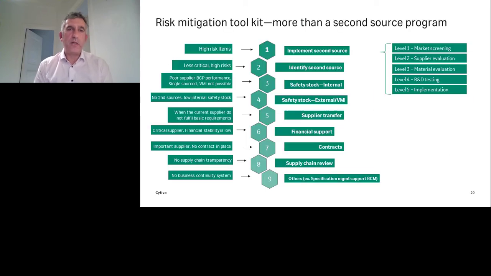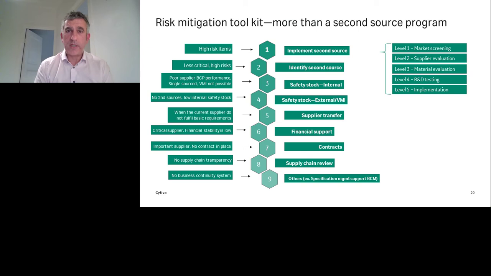So on the next slide, I want to just quickly talk about our risk mitigation toolkit. There are 9 titles in our risk mitigation toolkit that range from implementing second sources, managing our inventory both internally and externally, and different areas of financial and contractual support. But what I wanted to do on this slide was just describe our approach to second sources. So we have 5 levels of second sourcing or dual sourcing.